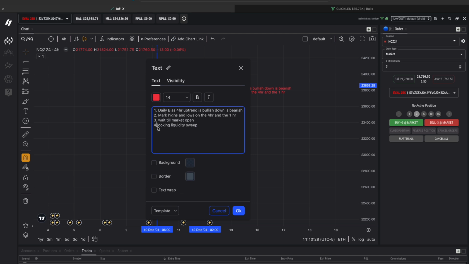Next thing I do, I look for a 1 hour liquidity sweep. So we're on the 1 hour as market opens, looking for a 1 hour liquidity sweep after market opens. If we get that sweep, I'm going into the 5 minute, and I'm looking for a 5 minute retrace.